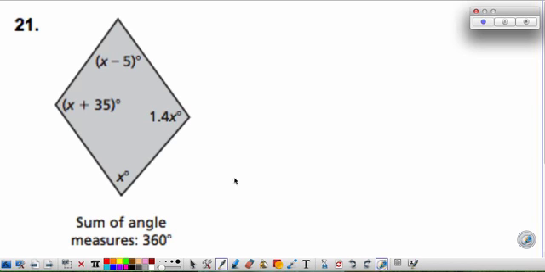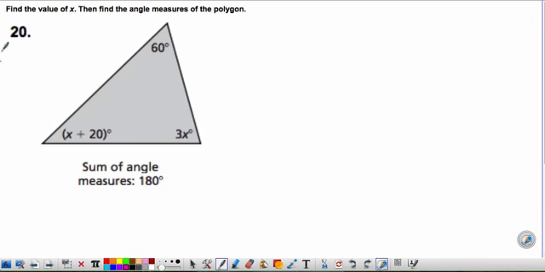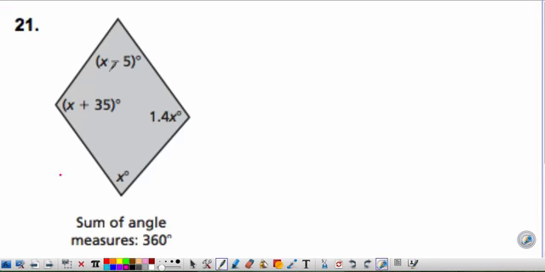All right, let's look at number 21. Our directions say, find the value for x, then find the angle measures of your polygon. So we need to figure out what x is. They're telling us that the sum of the angle measures, what does sum mean? Add. What are we adding? All the angle measures.